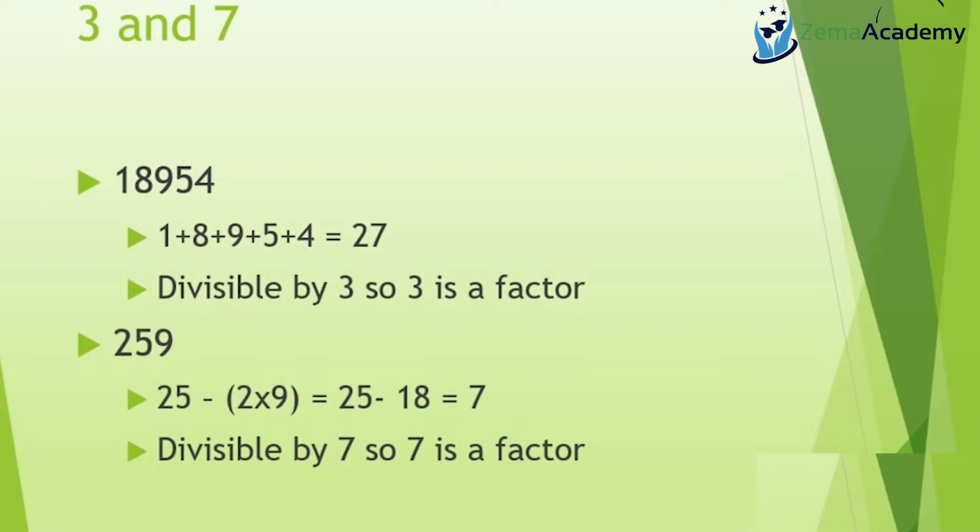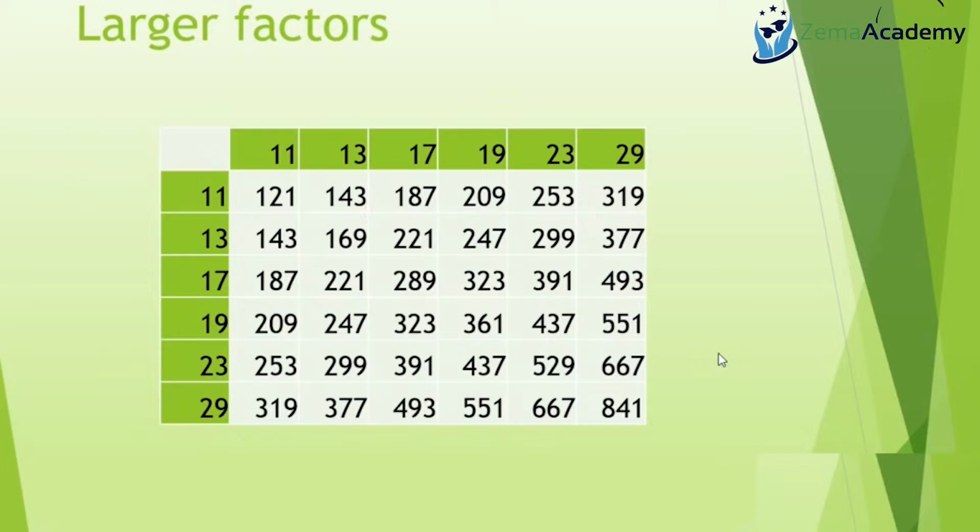I've also gone here with 259. Now this is the rule of the 7s. The way we do it to work out if 7 is a factor, we take that last digit, the number 9, and we multiply it by 2. And we take it away from the rest of the number, which in this case is 25. So 25 minus 2 times 9, which is 25 minus 18, and that equals 7. 7 is of course divisible by 7, so that tells us that 7 is a factor of 259.